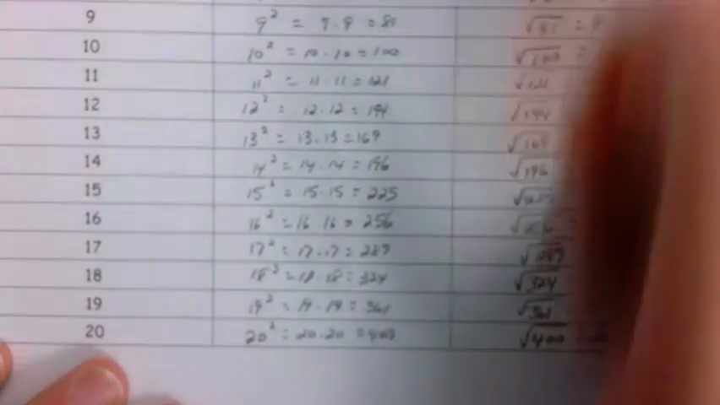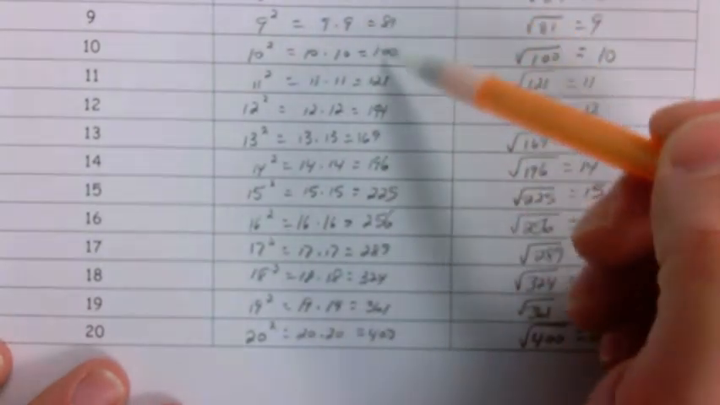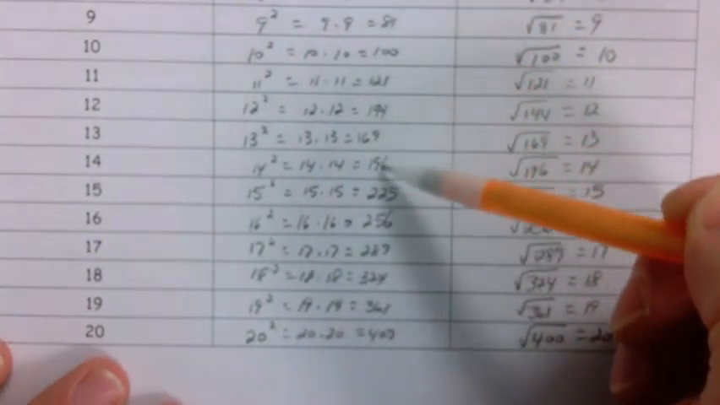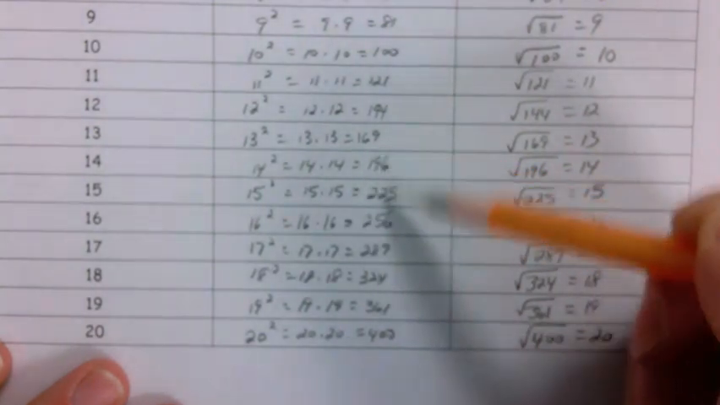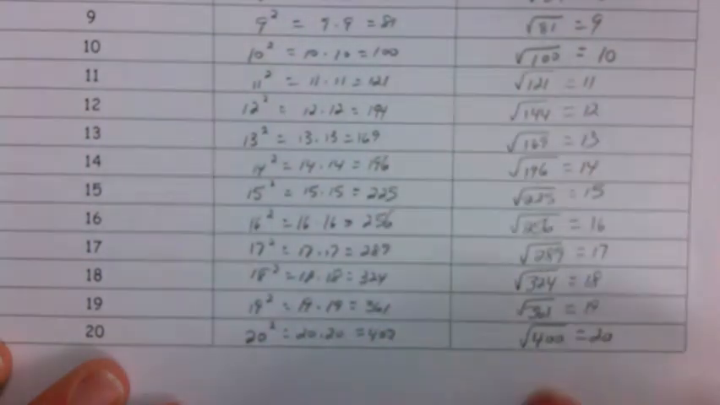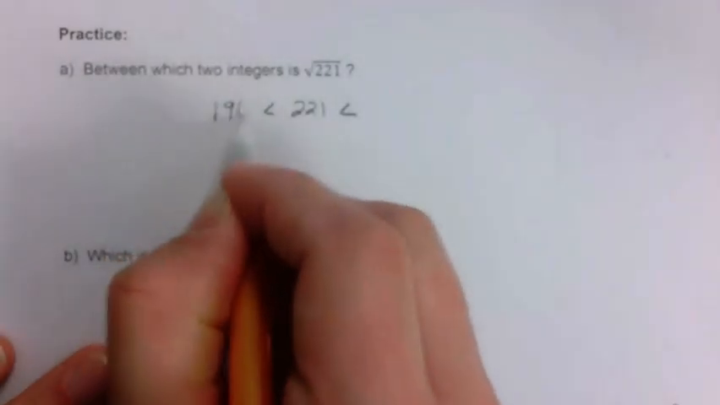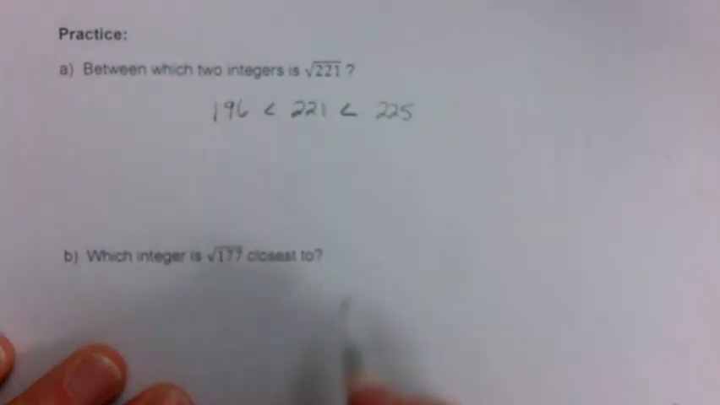Here's my list of perfect squares in this second column again. 221 is going to be between 196 and 225. These two numbers are perfect squares. 221 is between 196 and 225. 196 is less than 221. 221 is less than 225.